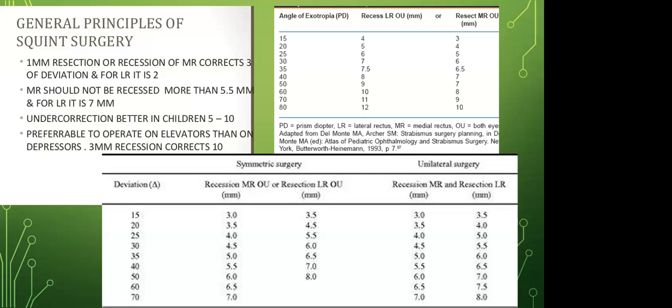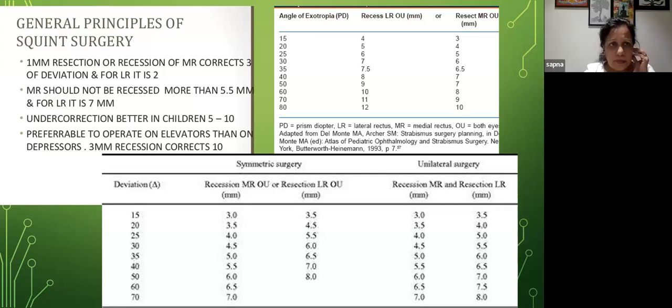Okay. Thank you. So what are the general principles of the squint surgery? Medial rectus recession always gives a higher correction than a lateral rectus. So 1 mm of recession or resection of a medial rectus corrects around 3 prism diopters of deviation, and for lateral rectus it is 2. Medial rectus, our maximum is 5.5. We very rarely go to 6 also. But lateral rectus, we go even till 8 and 9.